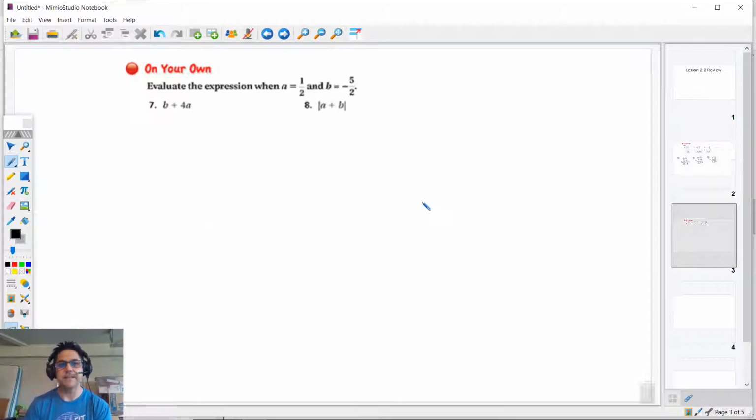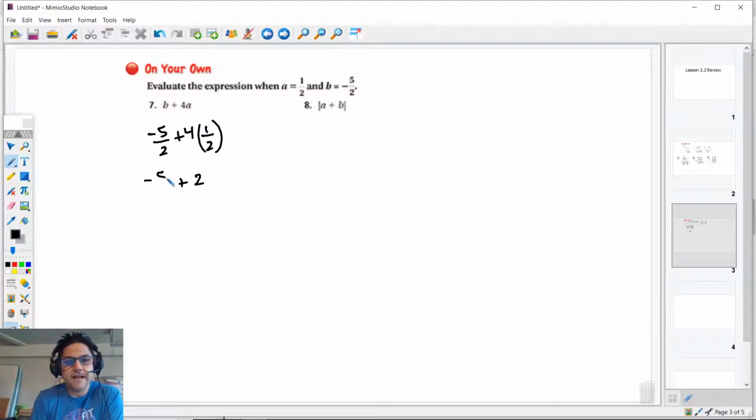All right, last piece is just quick evaluation, and you've done this before. So on number 7, it says b plus 4a. b is negative 5 over 2. 4a, it's 4 multiplied by a half. Half of 4 is a 2. Negative 5 over 2 plus 2. Or really 2 over 1, right? And then if you notice, it's just like what we had before.